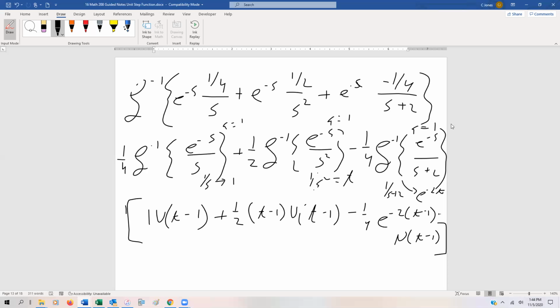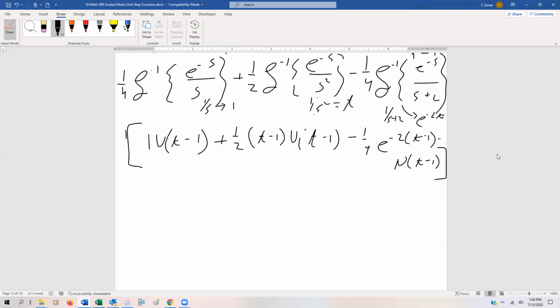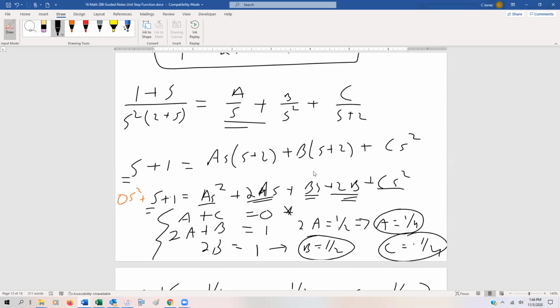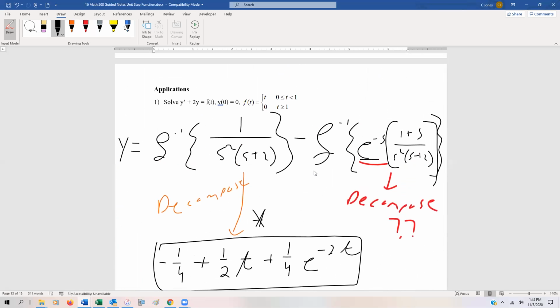Now, another way that we could write this part of the answer is just to factor out a u, and I did forget the 1/4 right here, so I do apologize about that. So this will be 1/4 of the unit step u(t minus 1). And if we go all the way back up, you might remember that there's a negative right here, so it is the opposite of that.